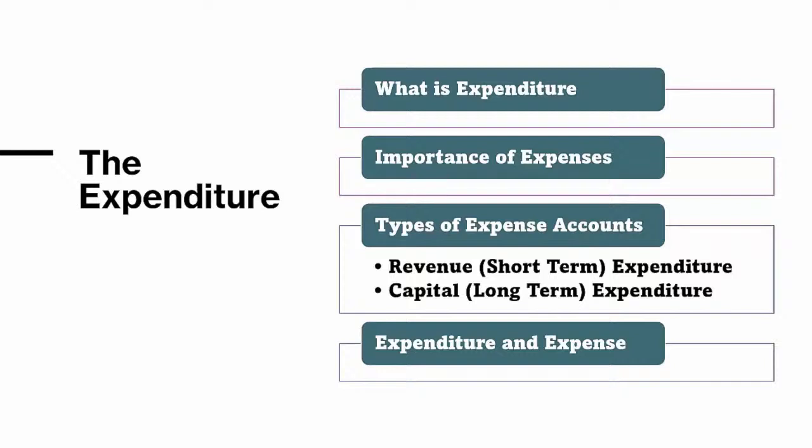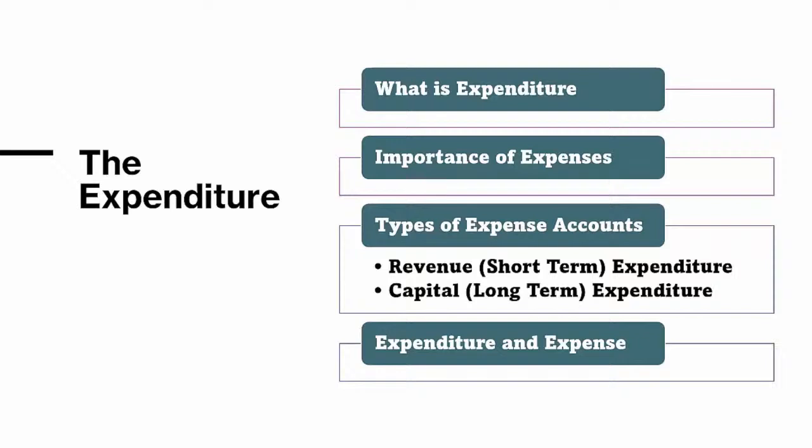Think of it as any outflow of money or resources from the business. Expenditure can be short-term or long-term. 1. Short-term expenditure. This is money spent on things that will be used up within the year, like office supplies or monthly rent. These are also called revenue expenditures. 2. Long-term expenditure. This is money spent on things that will last and benefit the business for several years. For example, buying a building, machinery, or a vehicle is a long-term expenditure. This type is often called capital expenditure.